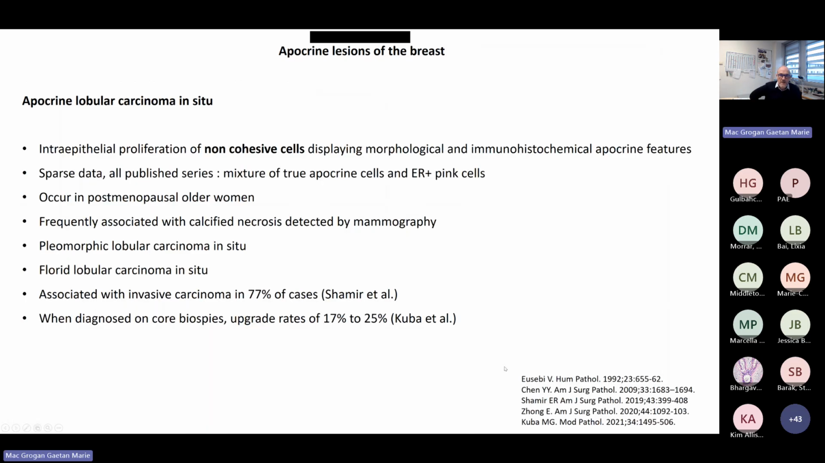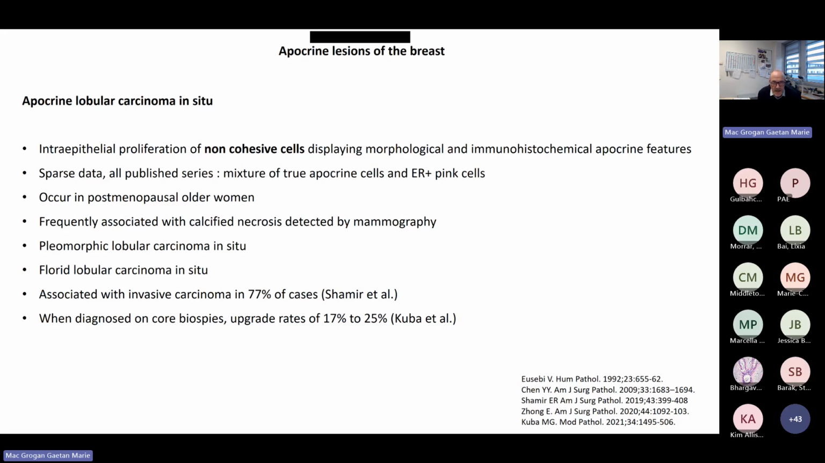What about apocrine lobular carcinoma in situ? This is an intraepithelial proliferation of non-cohesive cells displaying morphological and immunohistochemical apocrine features. There are sparse data in the published series. When you read them carefully, you find that there's a mixture of true apocrine cells and ER-positive pink cells. Anyway, these apocrine lobular carcinomas in situ occur most often in postmenopausal older women. They are frequently associated with calcified necrosis detected by mammography. They can be of pleomorphic or florid type lobular carcinoma in situ.